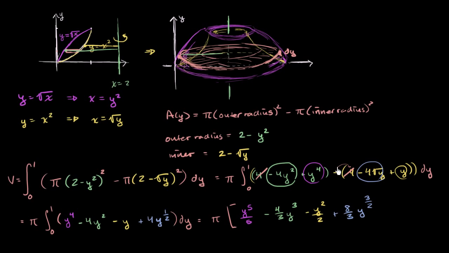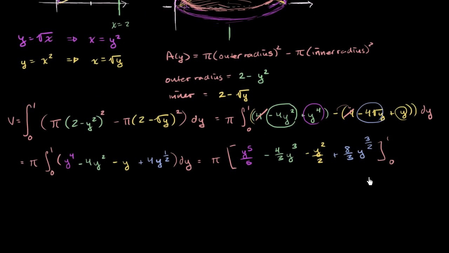And we're going to evaluate this at 1 and at 0. And lucky for us, when you evaluate at 0, this whole thing turns out to be 0. So this is all going to be equal to pi times evaluating all this business at 1. So that's going to be 1/5 minus 4/3, minus 1/2. Whenever you evaluate at 1, it's just going to be plus 8/3. And let's see, what's the least common multiple over here?